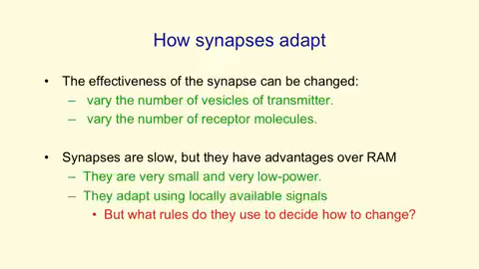And they can adapt. That's the most important property. They use locally available signals to change their strengths, and that's how we learn to perform complicated computations. The issue, of course, is how do they decide how to change their strength? What are the rules for how they should adapt?